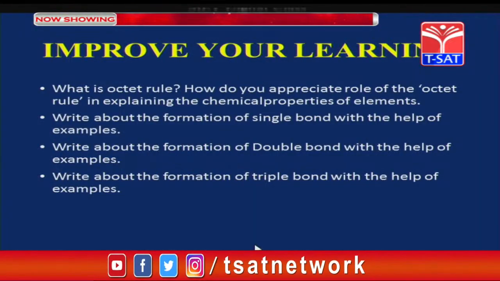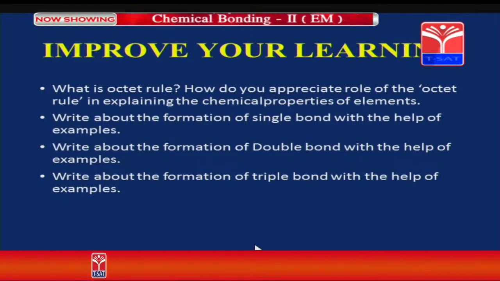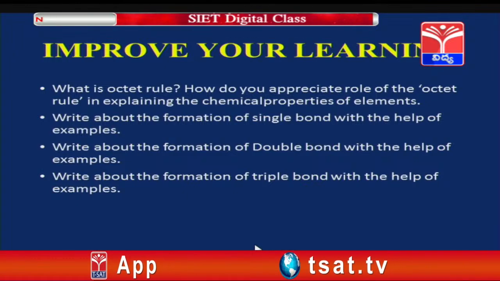Children, please answer these questions. What is the octet rule in improved learning? How do you appreciate the role of the octet rule in explaining the chemical properties of elements? Write about the formation of single bond, double bond and triple bond with the help of diagrams.